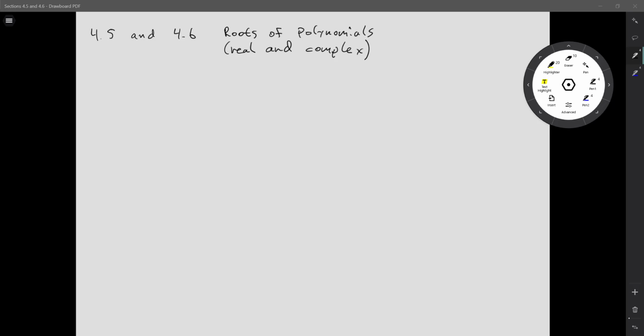Now, polynomials in general can be hard to find roots for. So if we take an example, 2x cubed plus x squared minus 13x plus 6, and we set this equal to 0, when we're finding a root or zero, this is what we're trying to solve. We want to solve for x.